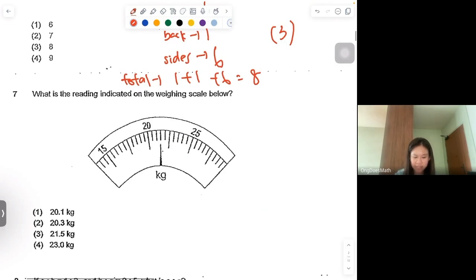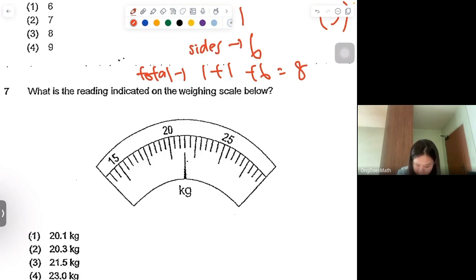What is the reading indicated on the weighing scale below? So before you can find out what's the reading, you have to find out what one interval is. So how do you find one interval?